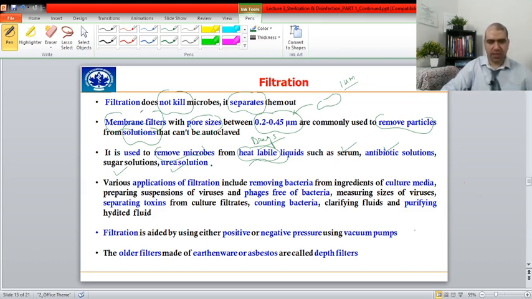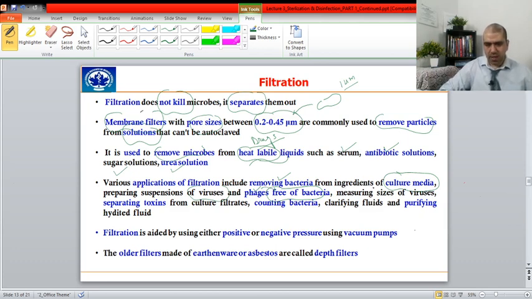So the only option that's left with us is filtration. Various applications of filtration include removing bacteria from different kinds of ingredients, for example your culture media, it can be a solid culture, it can be a culture broth, and different kinds of suspensions that contain viruses. Phage-free bacteria means phages are the viruses that infect the bacteria.